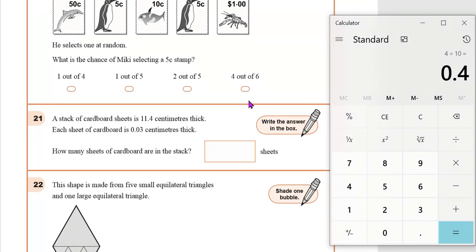Stack of cardboard sheets is 11.4 centimeters thick. Each cardboard sheet is 0.03 centimeters thick. It's just literally doing 11.4 divided by 0.03. As long as you've got the decimal places as per the question, it gives you your answer.